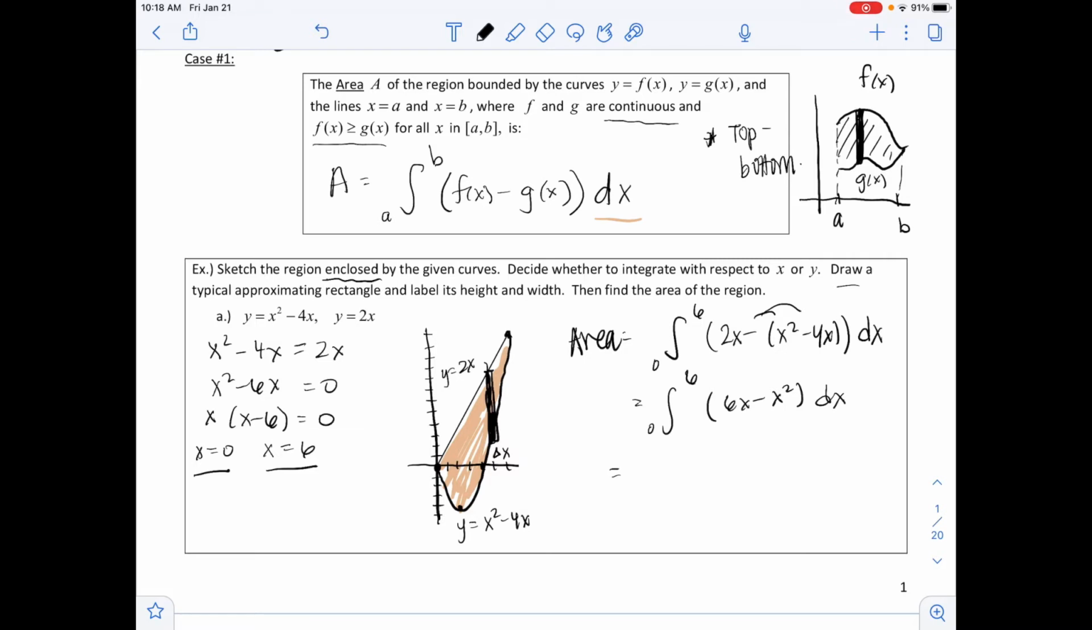So going ahead and integrating this, we get 3x squared minus 1/3 x cubed. And then we have to evaluate this using the fundamental theorem of calculus from 0 to 6. So substituting in 6, and then substituting 0 would just be 0 for this, we get a total area of 36.